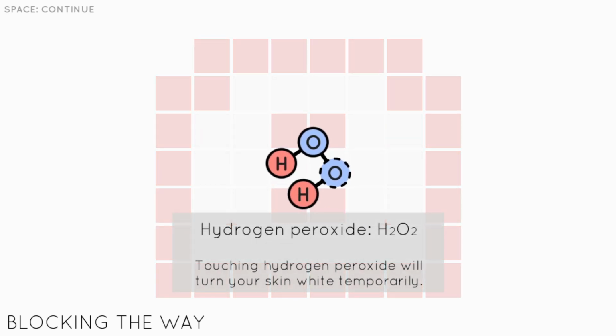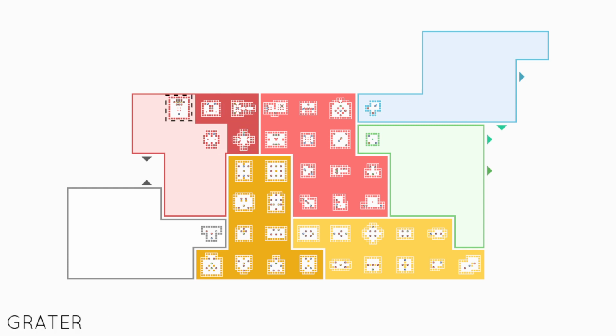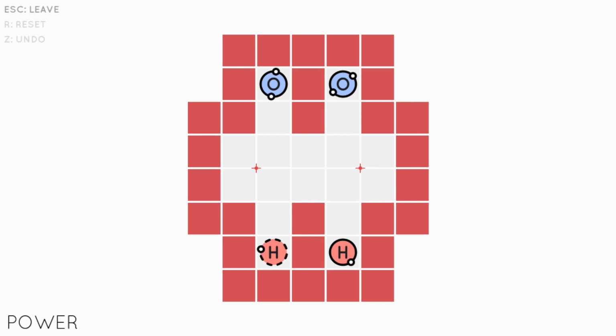Okay, touching hydrogen peroxide will turn your skin white temporarily. Yeah, it will also do a lot more than that, I think. Honestly, I have no idea. What is that? Wait, look at that. Hold on. That is an abomination of a molecule in that preview. Power. Why is this power? Does it look like an electrical plug?